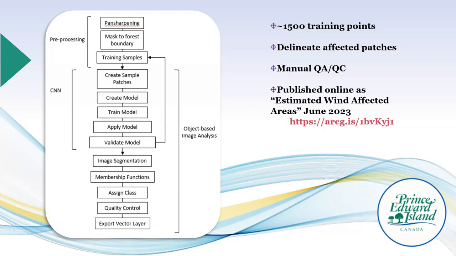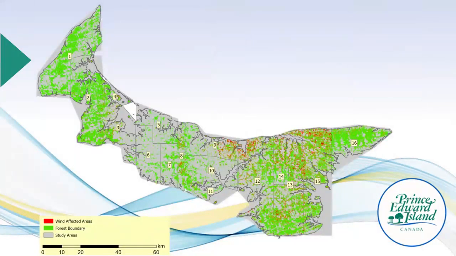We had some pretty good success with this. Here was a quick final output of that. Our forest is indicated in green, and what the model detected as wind affected is in red.